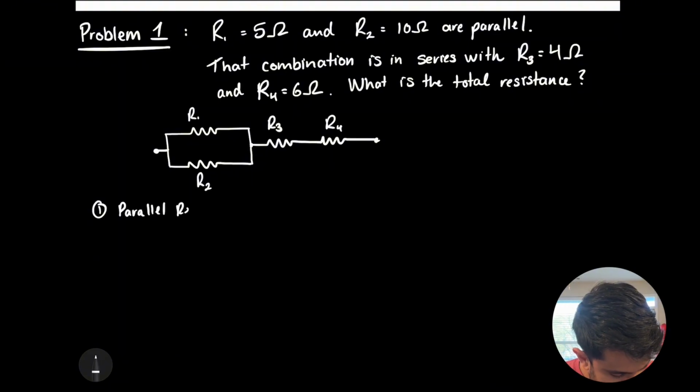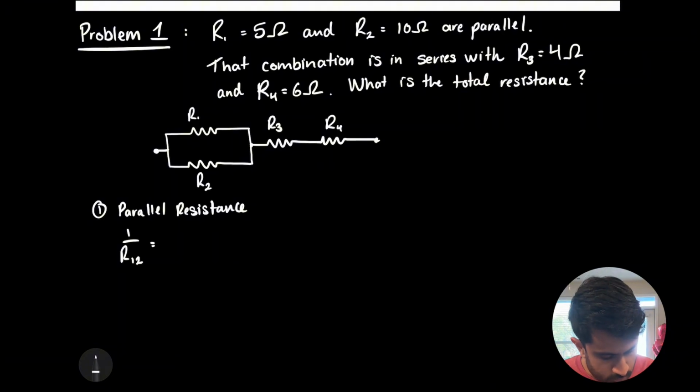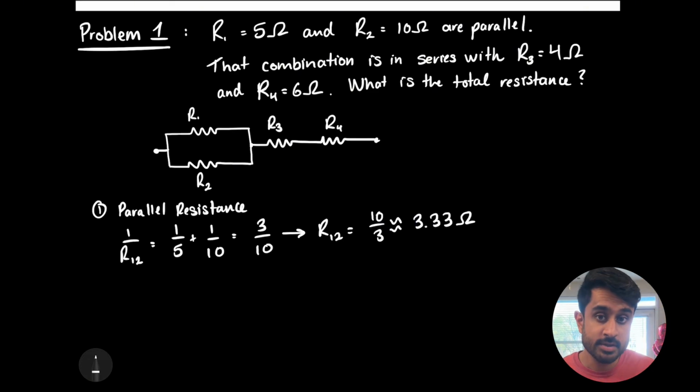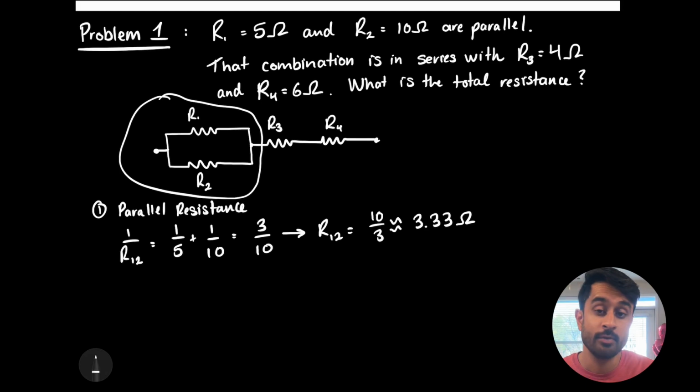parallel resistance, meaning 1 over R12 is equal to 1 over 5 plus 1 over 10, which is equal to 3 over 10. This means that R12 is going to be equal to 10/3, or approximately 3.33 ohms. Now, this is a very important value because that is the equivalent resistance of this parallel network right here. However, we're not done in this case.